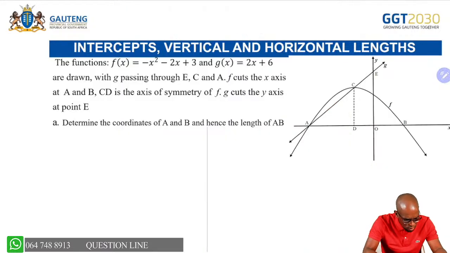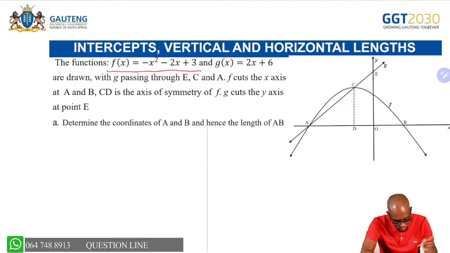Now we move on. The functions f of x is equal to negative x squared minus 2x plus 3, and g of x is 2x plus 6 are drawn, with g passing through E. You can see it's passing through E, C, and A. That is the linear function. f cuts the x-axis at A and B, and CD is the axis of symmetry of f. g cuts the y-axis at point E. Right, determine the coordinates of A and B, and hence the length of AB.